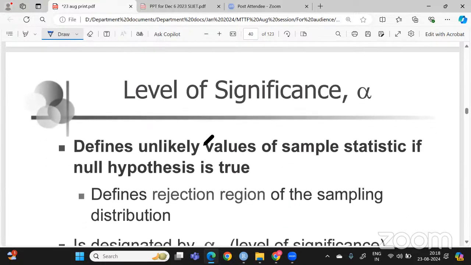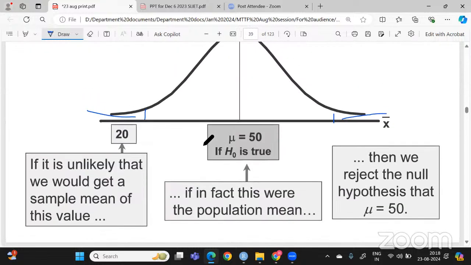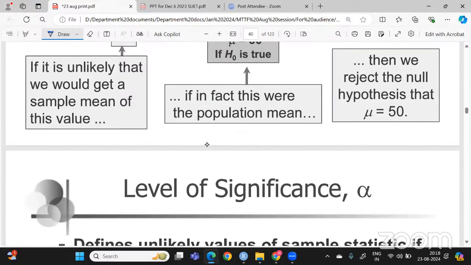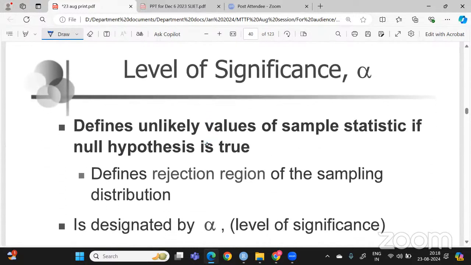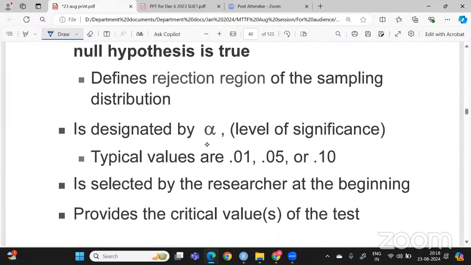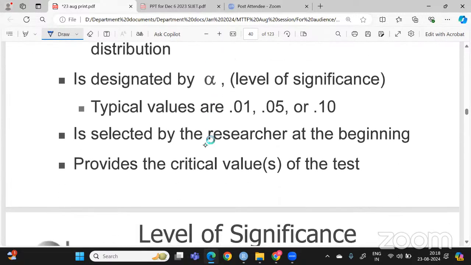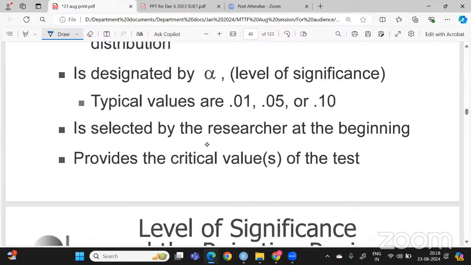And the level of significance plays a very important role, because we determine these critical points on the left hand side or right hand side based upon the value of alpha. And alpha is basically the probability of type 1 error. Okay, the most commonly used values of alpha are 1%, 5%, 10%. 1%, 5%, 10%, right?